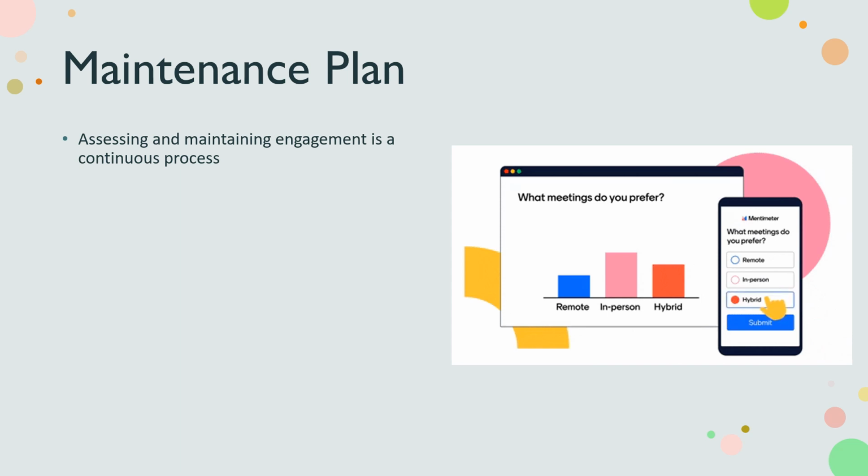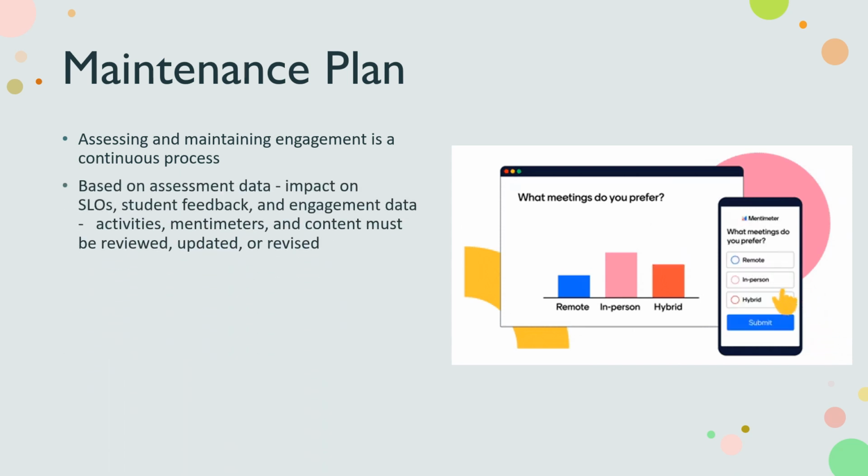But assessing and maintaining engagement is going to be a continuous process throughout not only this first implementation of this, but throughout further iterations of the course in future semesters. But again, based on the data I get, right? So is Mentimeter impacting SLOs? Because content is going to be embedded in some of these, I'm going to be able to do some SLO assessment, even though that wasn't the original goal of this design intervention.